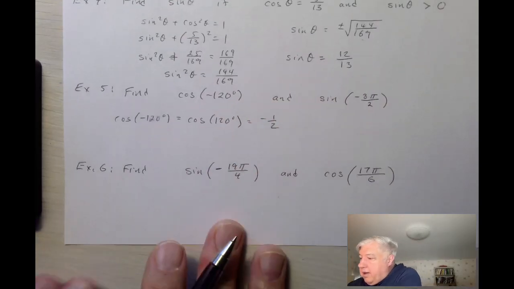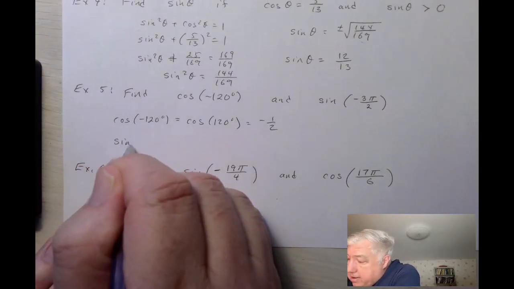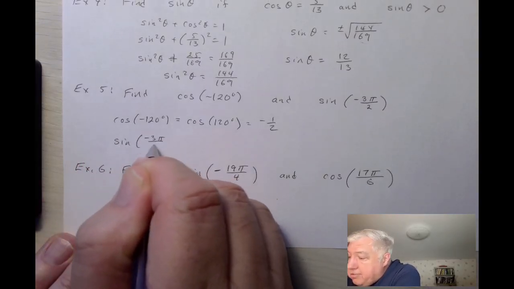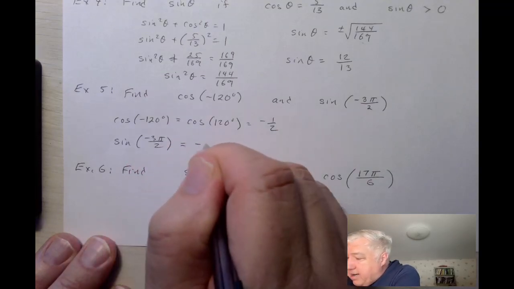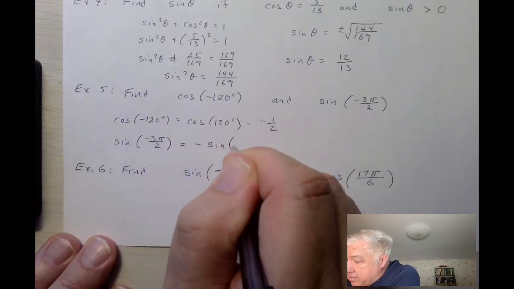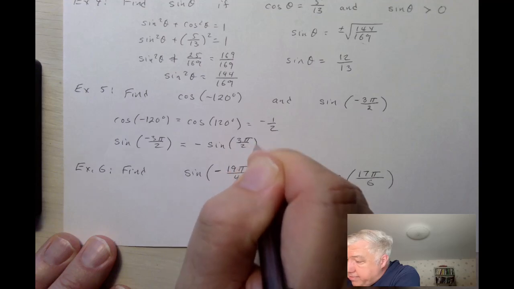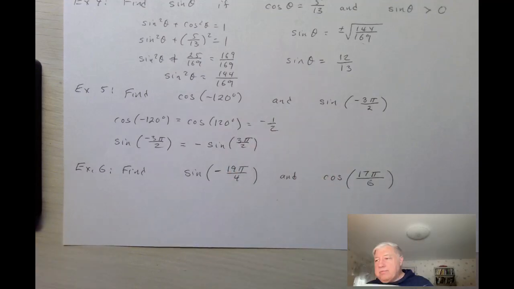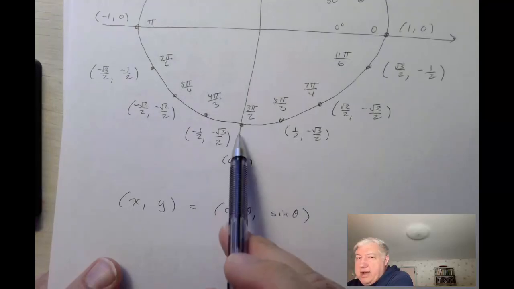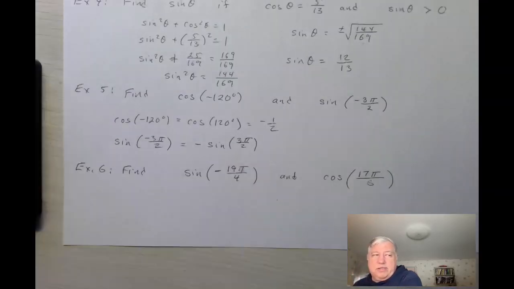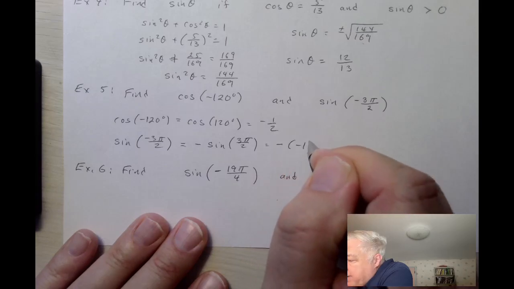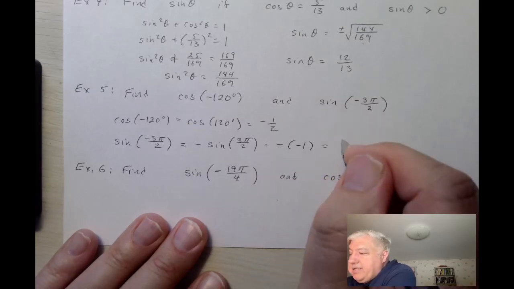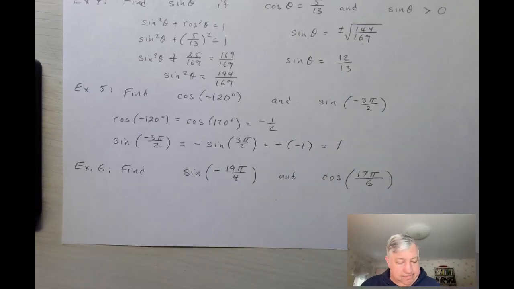Okay. The sine of negative 3 pi over 2. Sine is an odd function, so the minus sign comes out. And 3 pi over 2 corresponds to this point down here. The y coordinate is negative 1. So this is going to be minus negative 1. And now the minuses cancel out. We just get 1.